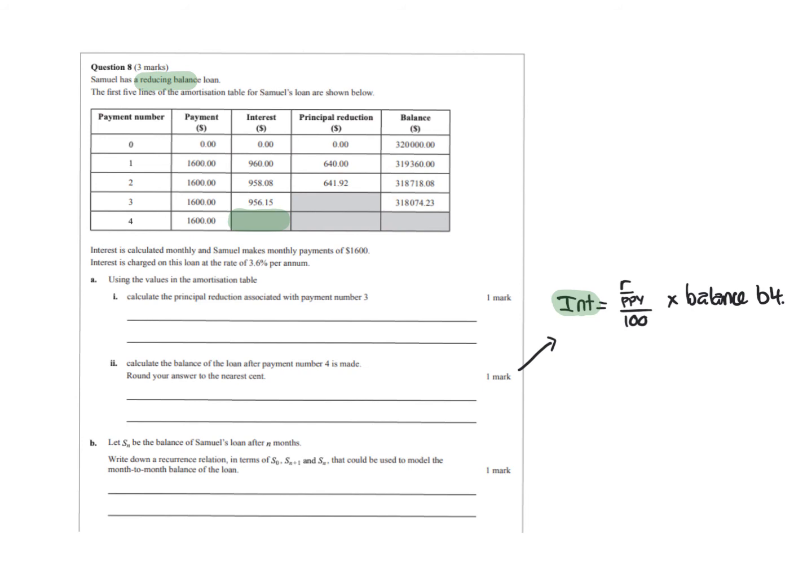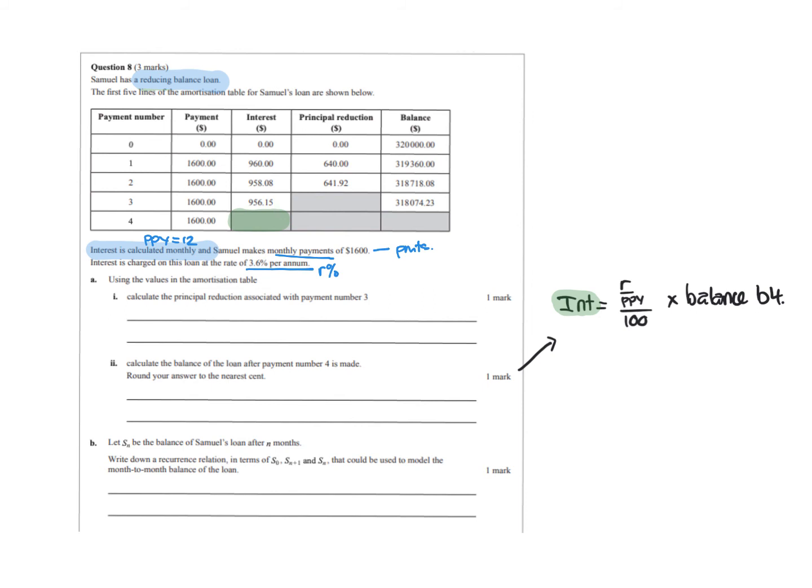Okay, Samuel has a reducing balance loan. So once again, it's important that you know what they're talking about. A reducing balance loan, and the first 5 lines of the amortization table for Sam's loan are shown below. Interest is calculated monthly, so you know they've given you a little bit of that, PPY is 12. And Sam makes monthly payments of 1,600. So there's your payments. And interest is charged on the loan at 3.6 per annum. So they told you the r%. Remember, banks and all that, they will always quote the per annum rate, but he's actually doing it monthly.